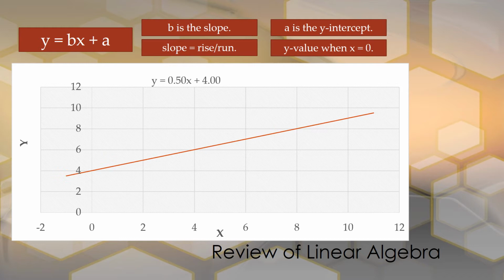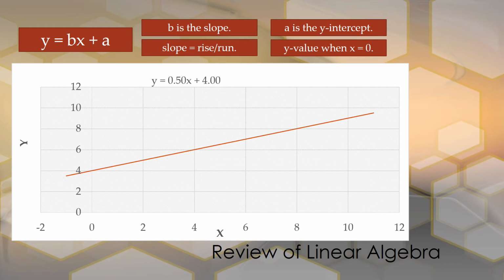Okay, I'm going to review linear algebra for you. You're probably used to using the equation y equals mx plus b. But in statistics, we use this other equation, y equals bx plus a, and that's just because we tend to use different letters. So don't let the different letters confuse you. We're going to use b for the slope and a for the y-intercept. The slope is rise over run, and the y-intercept is where x is 0. It's the y value for when x is 0.